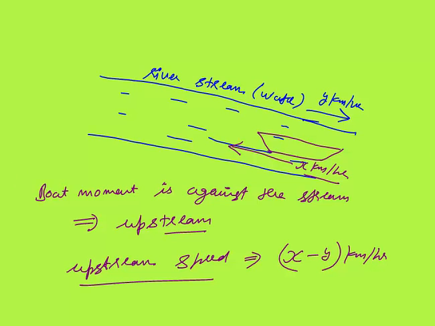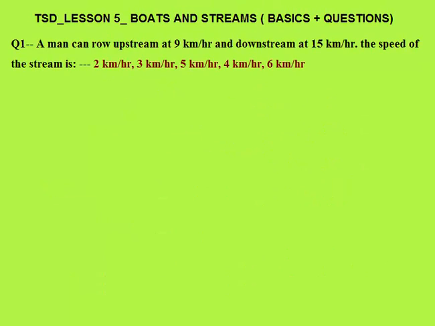Let's solve some questions on the basis of this. So my first question is, a man can row upstream, upstream is against the stream, at 9 km per hour, and downstream at a speed of 15 km per hour. So speed upstream is given to you.